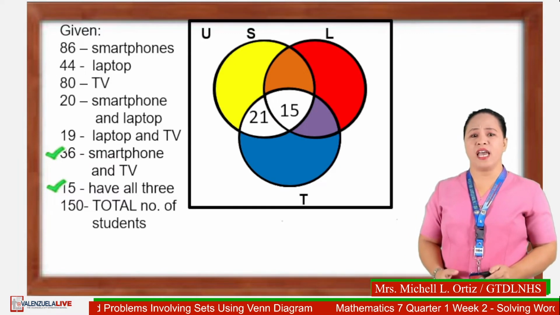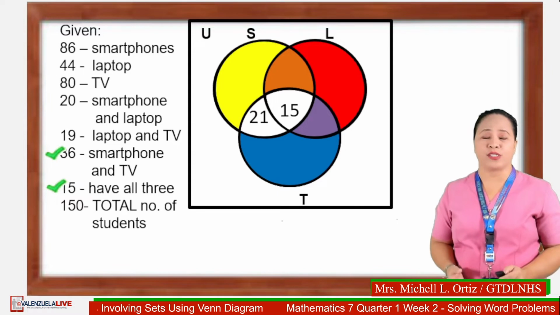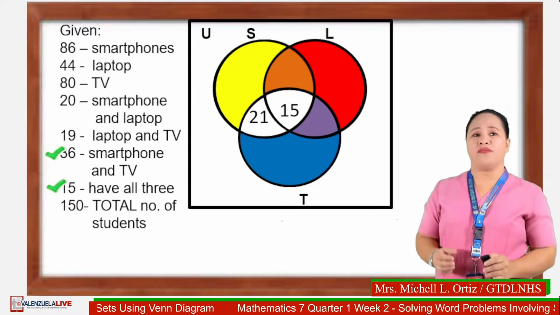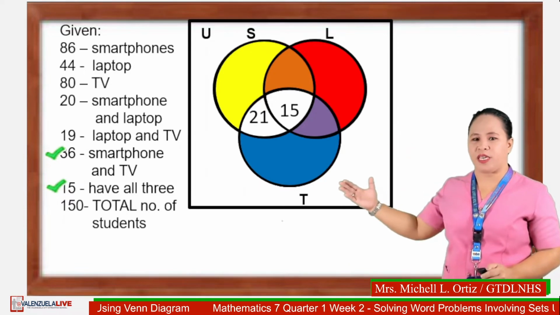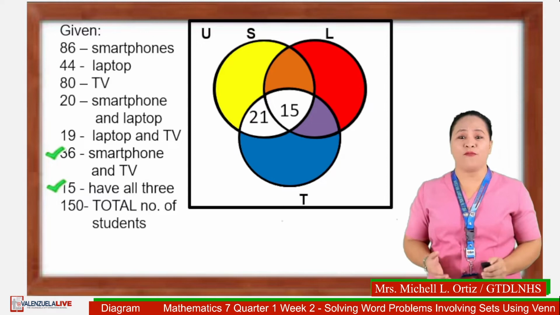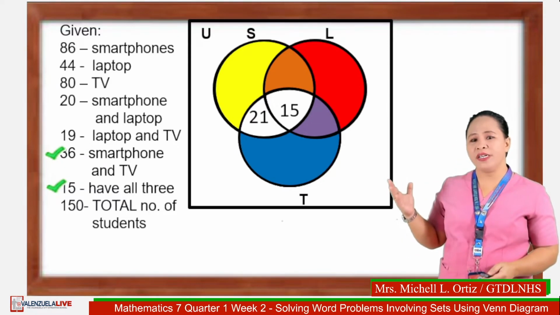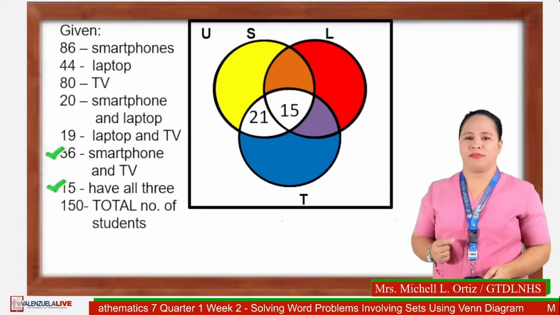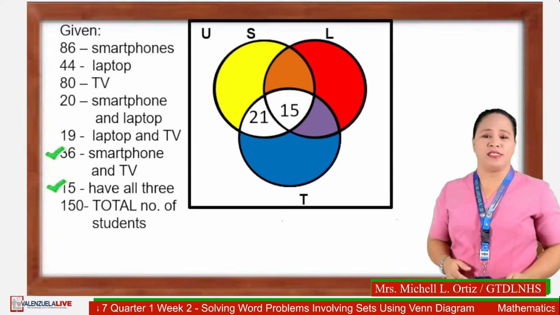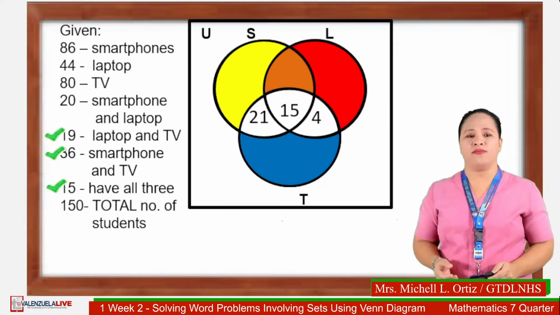Next, 19 have laptop and TV. Again, we make use of the connector "and," which is associated with the intersection of the laptop and the TV. So, what color are we going to fill in next? Is it the orange or the violet one? Well done. So we're going to fill in the violet region with the cardinality of 4.